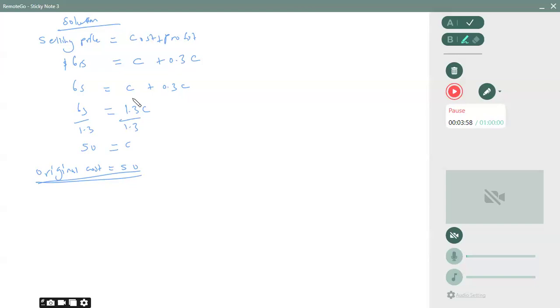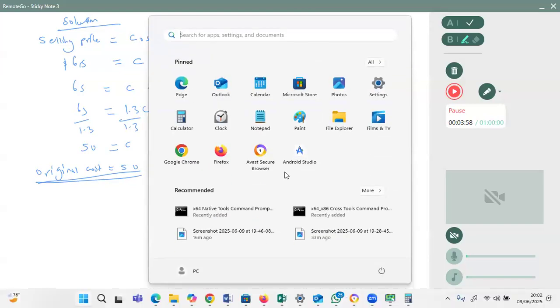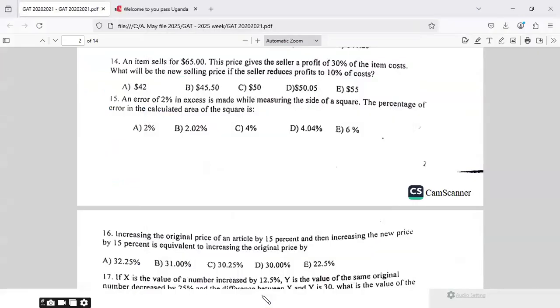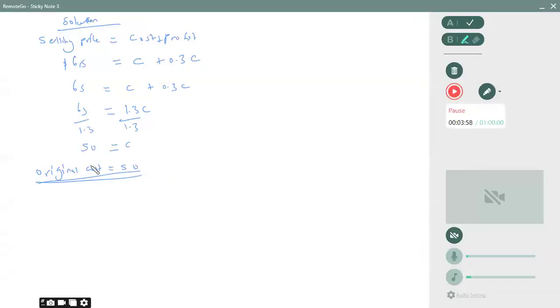Okay. Now, after doing so, let us look at the question once again to see what they are asking for. They are saying, what is the new price? What is the new price if the seller reduces profits to 10%? We need to know the new price. So this is now self-explanatory. If this is the cost, it's 50.